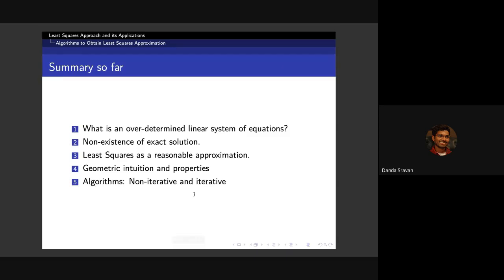So, summary so far. We have seen what an overdetermined linear system of equations is. Then we saw that it's not possible to have an exact solution, and we proposed least squares as a reasonable approximation. Then we looked at what the solution looks like geometrically, and its properties, which is that of the normal equations. And then we looked at a couple of algorithms to compute a least squares solution.